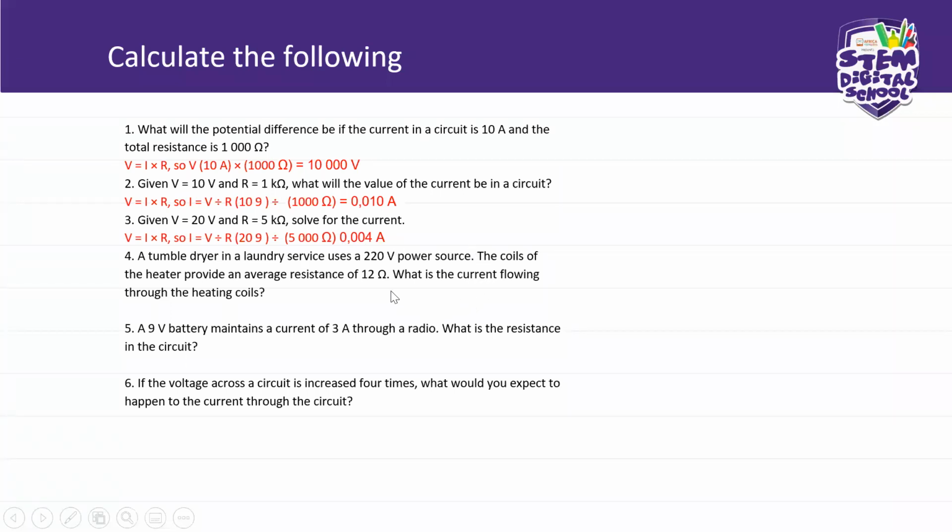Okay, a tumble dryer in a laundry service uses a 220 volts power source. The coils of a heater provide an average resistance of 12 ohms. What is the current flowing through the heating coils? Again, you will use the formula because you are looking for current. Your answer should be in amps.